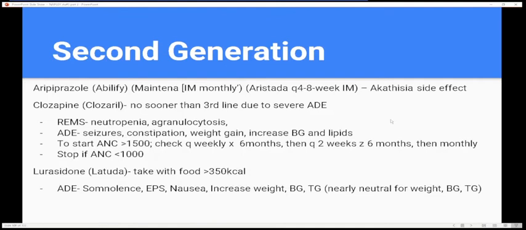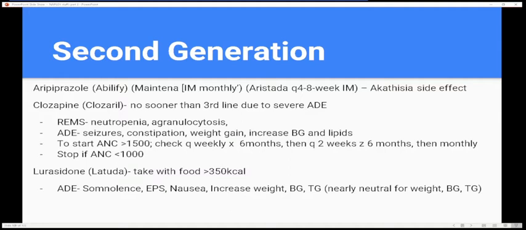Second generation: aripiprazole, which is Abilify, also comes in injections. Maintena is a once a month injection, or you can get Aristada, which is every 1 or 2 months. Clozapine, Clozaril, is usually third or fourth line. It has a REMS program, which means the doctor has to sign up for something at their office, the pharmacy has to agree to a contract, and the patient also has to sign something. It's a big pain for everyone involved because it's a very high risk drug, so there's a lot more precaution with this medication.